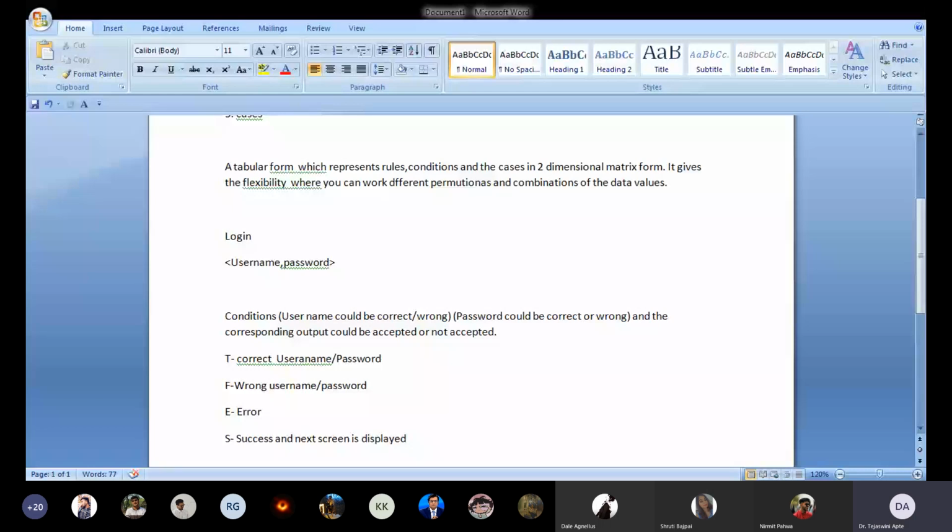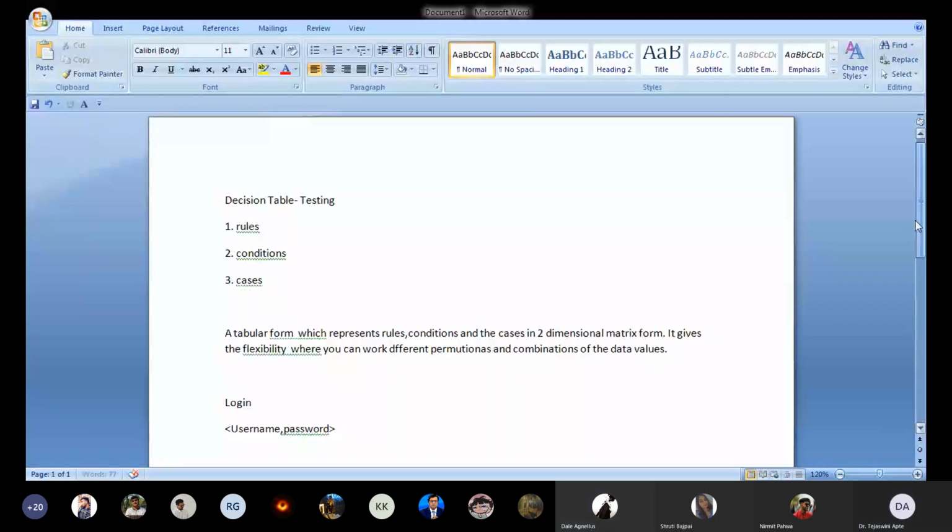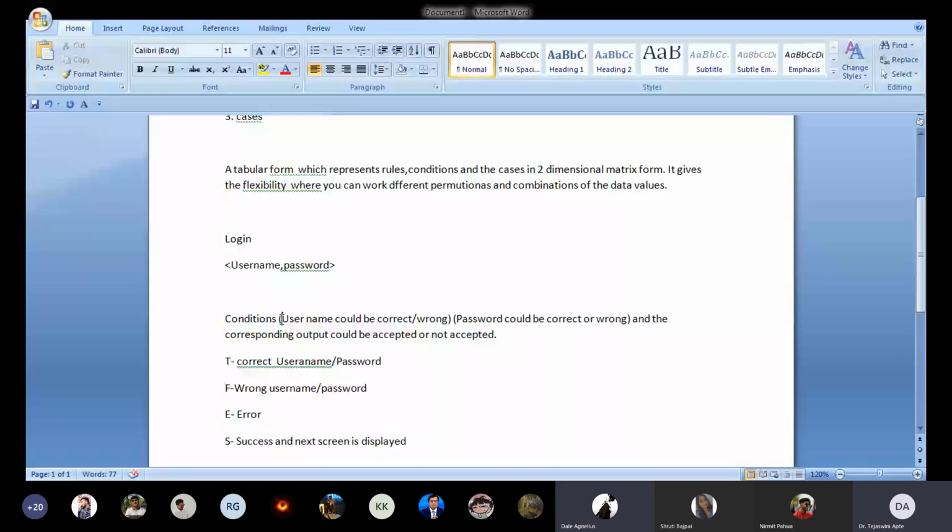Now, why is this black box testing? Because I'm not aware of the architecture at all. What do you mean by cases? That means how many test cases I require. A decision table is a tabular form which represents rules, conditions, and cases. I haven't created the table yet, but let me show you here.